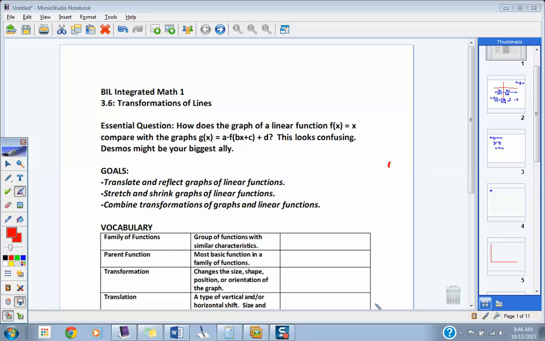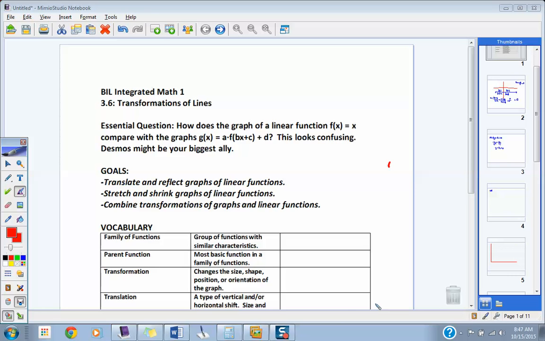So transformations of lines, I want you to think of the same thing. We're going to take some lines and form something else. We're going to transform them into something else, change them into something else. Now, this is going to sound like a bunch of Greek, and that's okay. We'll work our way through it, and we're going to simplify this as much as we can in the end.